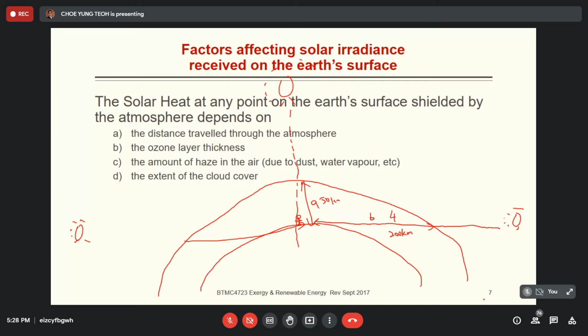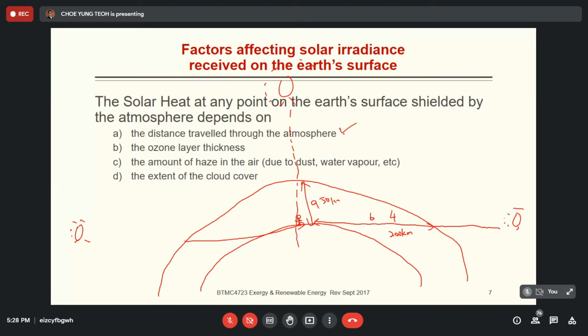Okay, so the distance traveled through the atmosphere differs just because of the difference in time: in the morning, noon, and evening, sunset. So this thing is not location dependent but time dependent.